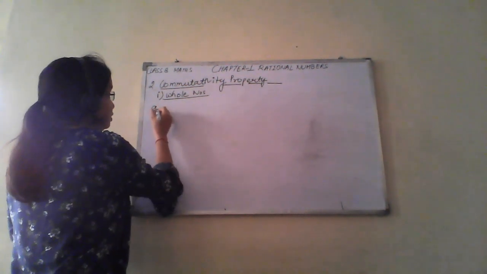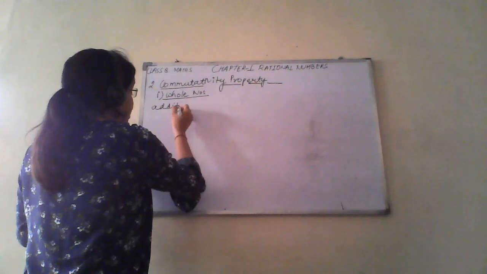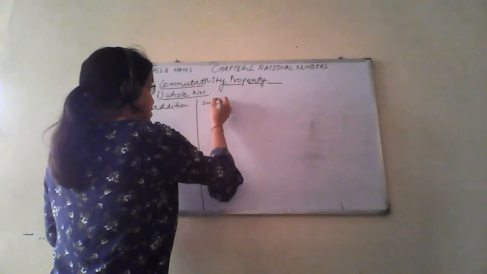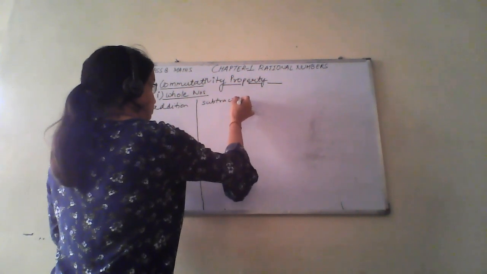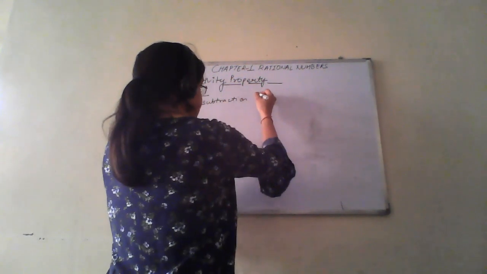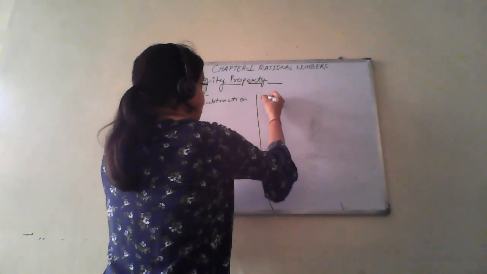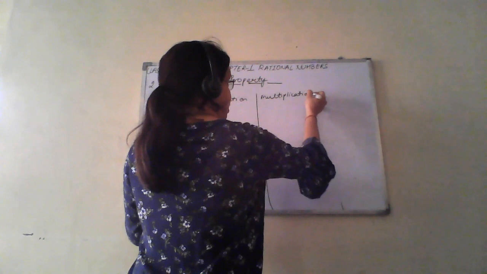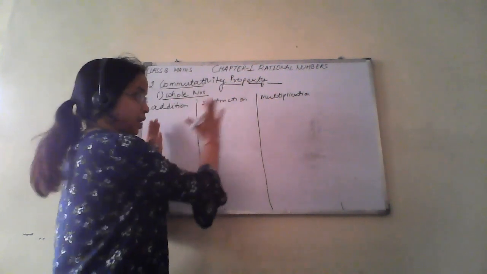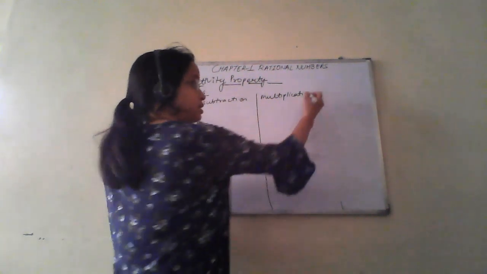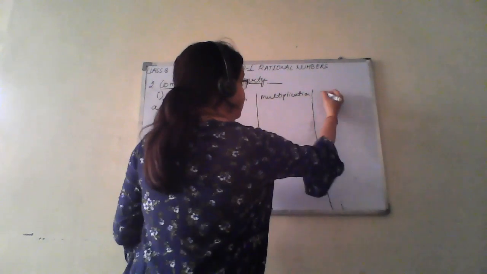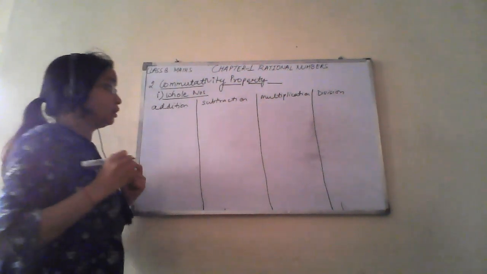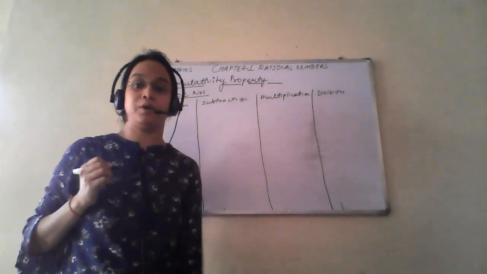So, addition, subtraction, multiplication. In this video we are combining all four mathematical operations to understand them in a better way, and that is division. Now, what does the commutativity property mean?